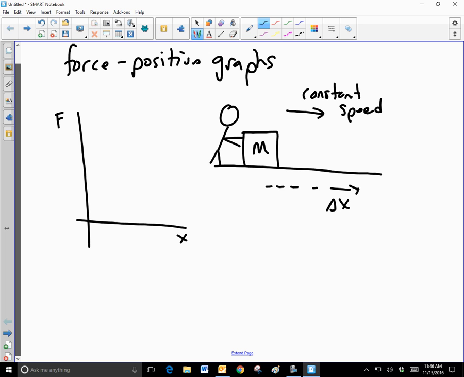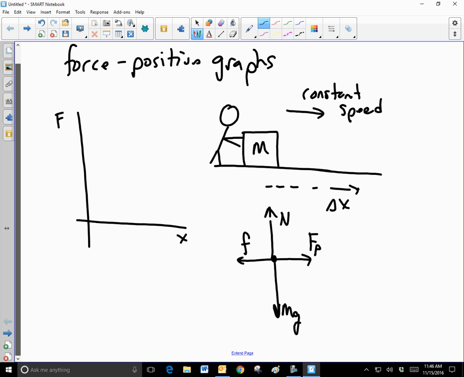So let's first identify those forces with a free body diagram. What does the free body diagram of that box look like? Normal force and mg. Friction to the left. Force of the person, force of the push to the right.